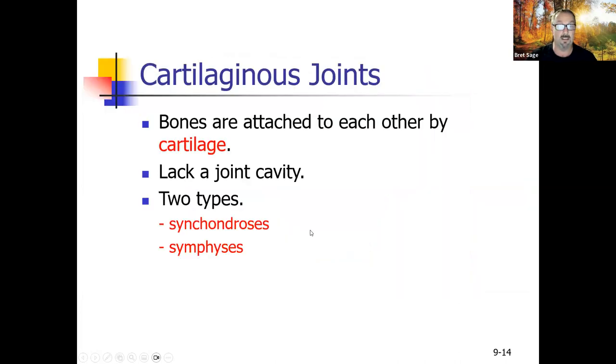Cartilaginous joints. Now, this is a different kind of joint. Now, there's not a sliding movement at all here, but it's two bones connected by a ligament. The ligament is between the two bones. There's no joint cavity, and there's two kinds, synchondroses and symphyses. And I'll explain why they're different in a bit.